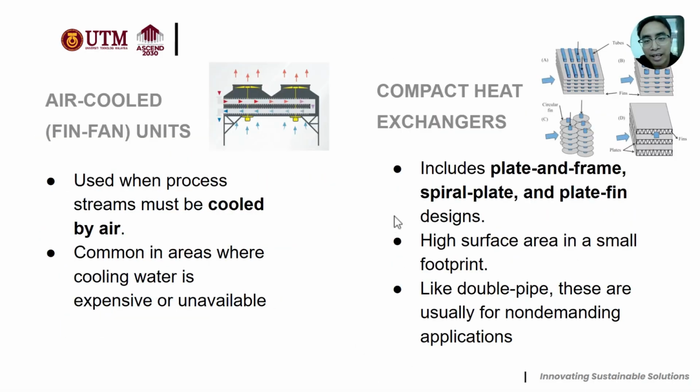The next one we have is the air-cooled fin fan unit. We use this when the process must be cooled by air. This is common where cooling water is expensive or we don't have cooling water in the area. And lastly, we have the compact heat exchanger, which has plate and frame, spiral plate, and plate fin designs. It has a high surface area in a small footprint. Like the double pipe, we use it for non-demanding applications.